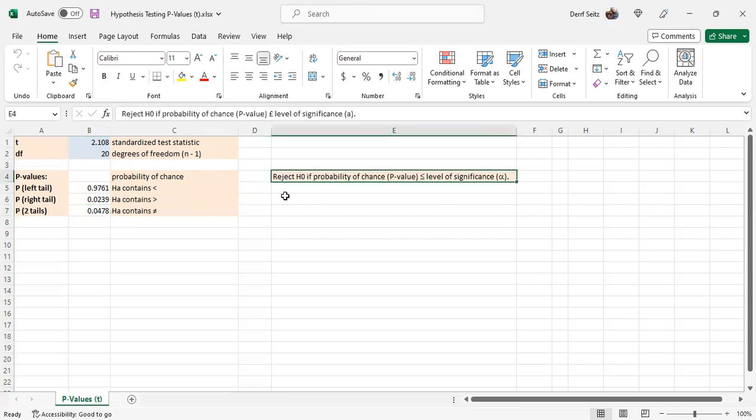The decision is to reject the null hypothesis if the probability of chance, which is the p-value, is less than or equal to the level of significance, which is alpha. And alpha is not shown here in the spreadsheet. Again, this spreadsheet is given for convenience if you just want to calculate p-values for this context.